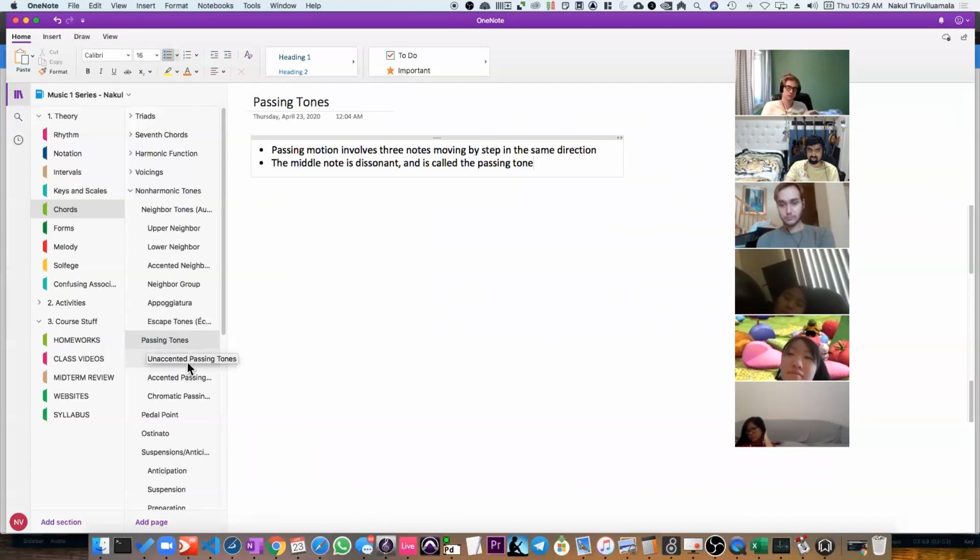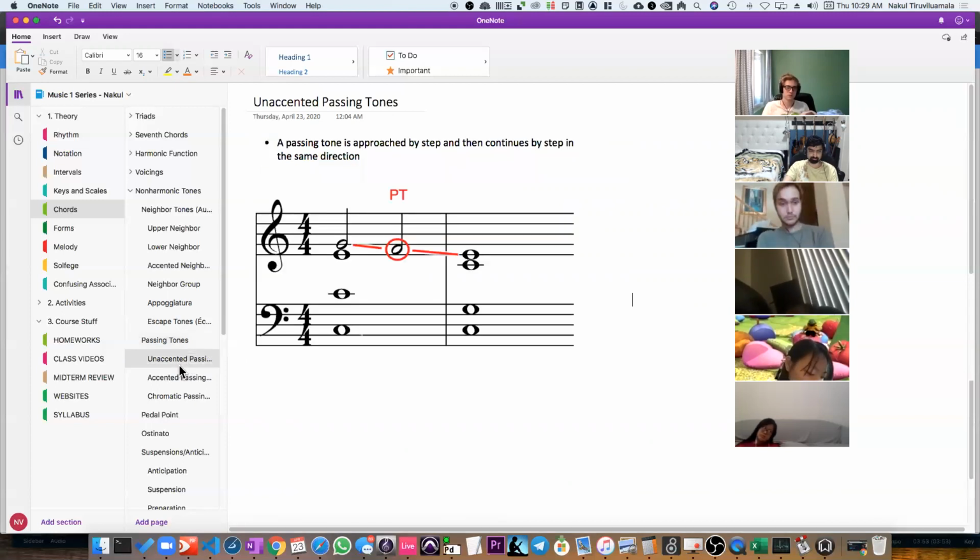Passing motion. It involves three notes moving by step in the same direction. The middle note is dissonant, and it's called the passing tone. So right here, what we have is an unaccented passing tone. And this is the classic passing tone. Basically, we have a stronger beat, and then we have a weaker beat where the non-harmonic tone exists. And then we have a stronger beat where the chord exists in its entirety, consisting fully of harmonic tones.